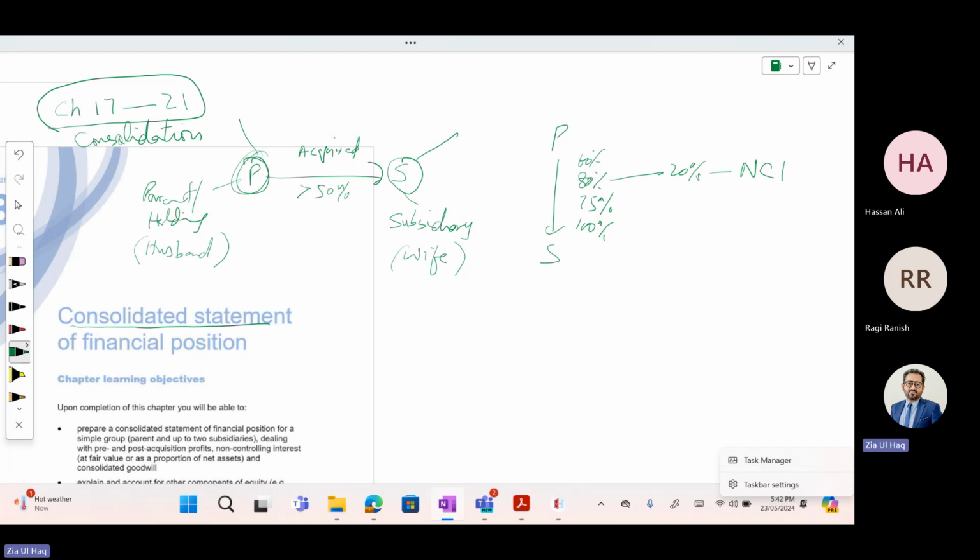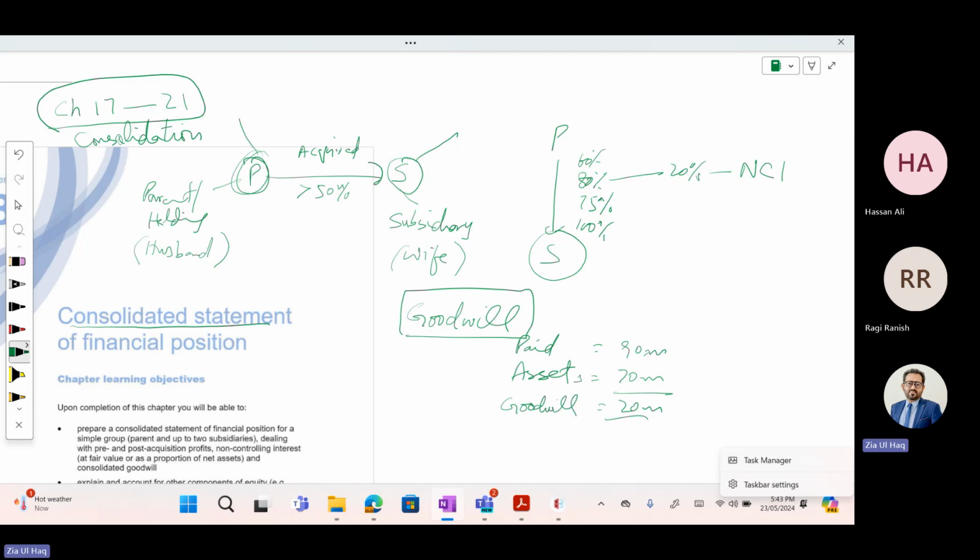Okay. What is goodwill? Additional amount paid over net assets. If the subsidiary's net assets value is say 70 million, but you paid to acquire the subsidiary 90 million, the additional 20 million that you pay over the assets will be called what? Goodwill, due to repute of the business.